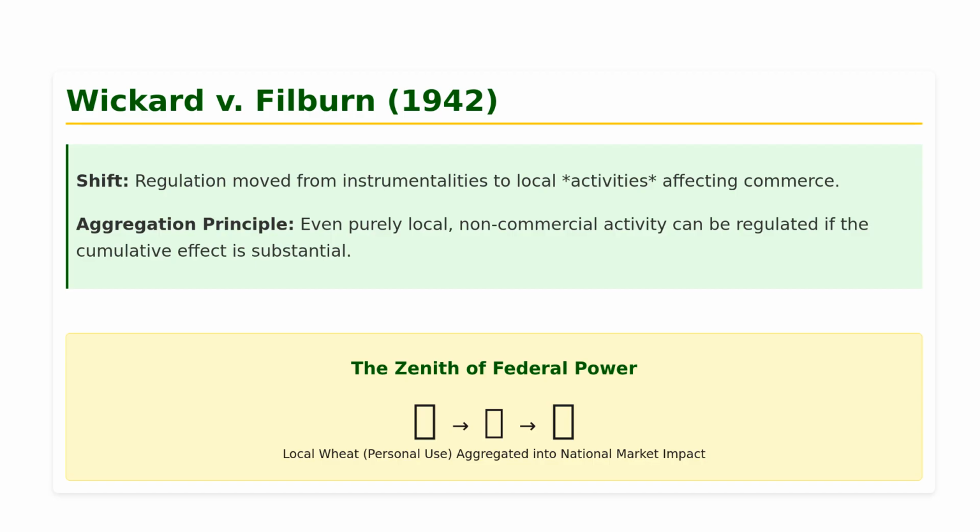The Supreme Court upheld this regulation using the aggregation principle. They reasoned that if every farmer did what Filburn did, the cumulative effect on the national wheat market would be substantial. Therefore, even purely local, non-commercial activity could be regulated if, in the aggregate, it impacted interstate commerce. This decision represented the high watermark of Commerce Clause power.